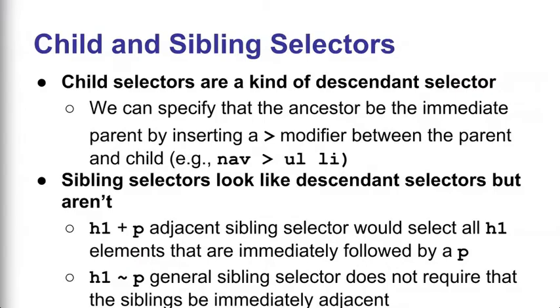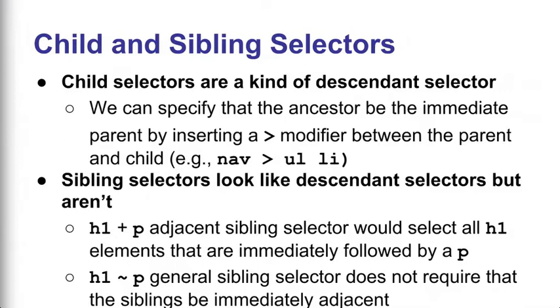The book spends a little time on two more variations on the family tree theme. Child selectors are a way to specify that the ancestor is the immediate parent of the child. The notation uses a right angle bracket or greater than sign to indicate the parent-child relationship. This is just a more specific kind of descendant selector and can be useful when there are deeply nested elements like nested lists with similar element types at each level.